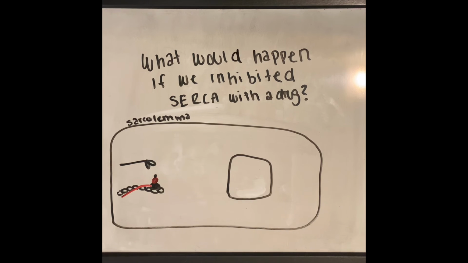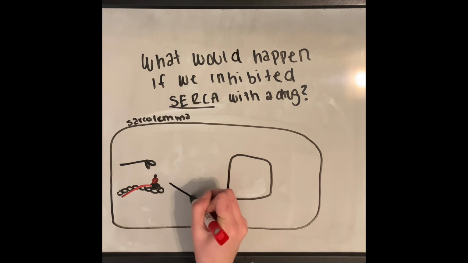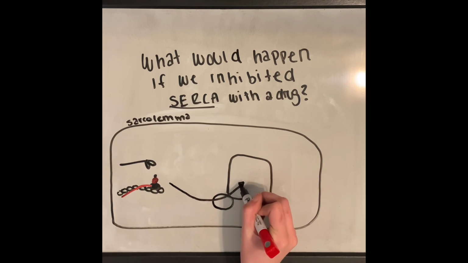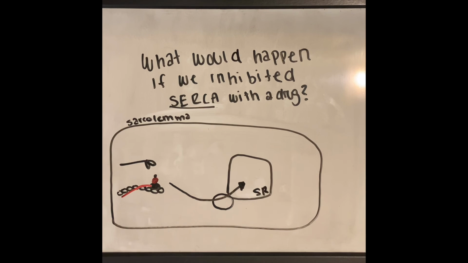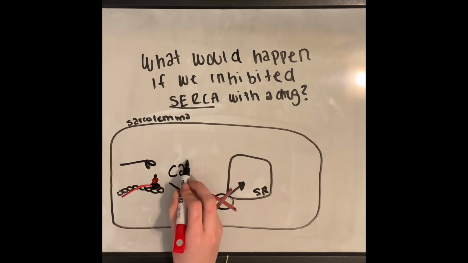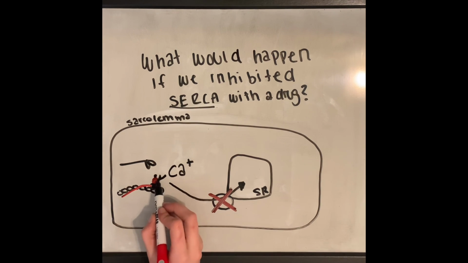Now that we know how depolarization and contraction occur in the heart, what would happen if we inhibited SERCA with a drug? Thinking back to the calcium pump SERCA, we know that SERCA is responsible for pumping calcium out of the cell, the sarcolemma, and back into the sarcoplasmic reticulum. If there was a drug that inhibited SERCA, meaning it was no longer pumping that calcium back into the sarcoplasmic reticulum, that calcium would be stuck out here in the sarcolemma, continuing to bind to this troponin C.